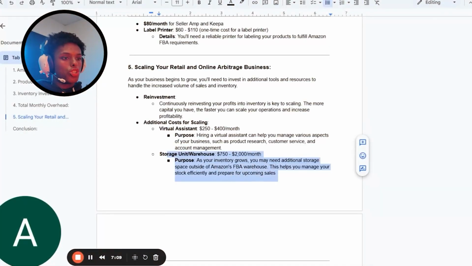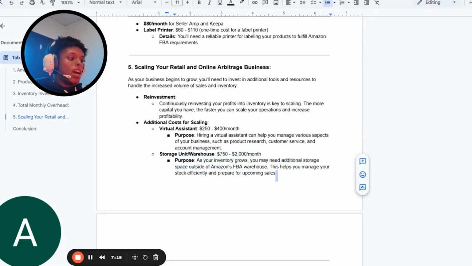Another thing is a storage unit or a warehouse. Obviously, when you're starting out, garage, basement, that's going to do. But if you're FBMing hundreds of orders every day, or you're prepping out shipments, I know my mom kicked me out. She was like, nope, I'm not having any more boxes anymore. Nothing. Get yourself a storage unit or something.